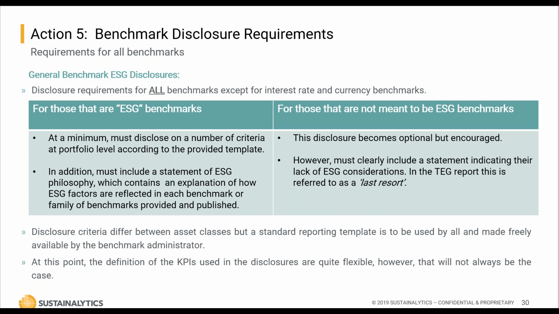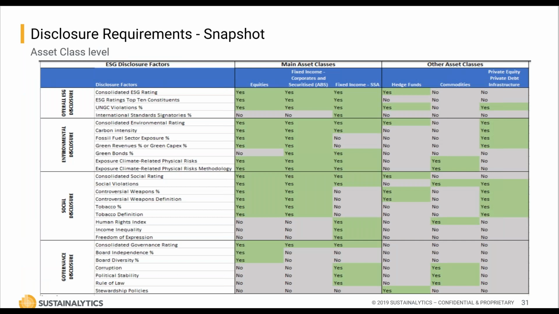Next slide. This here is just a quick snapshot showing that varying disclosure requirements exist for different asset classes. For example, while all equity and corporate fixed income indices are asked to report on their percent exposure to controversial weapons, sovereign indexes are not. Next slide, please.